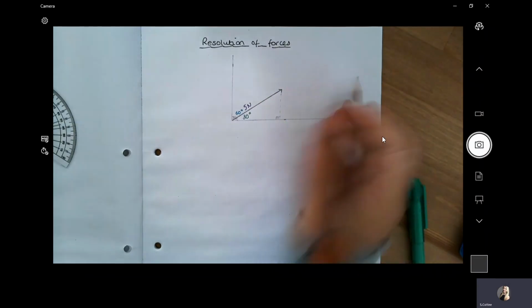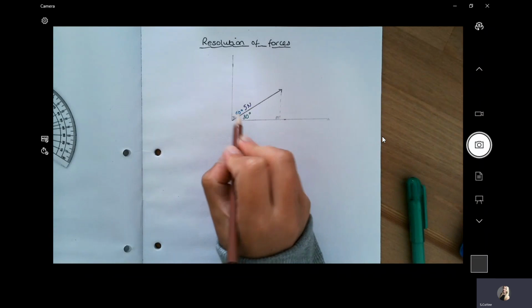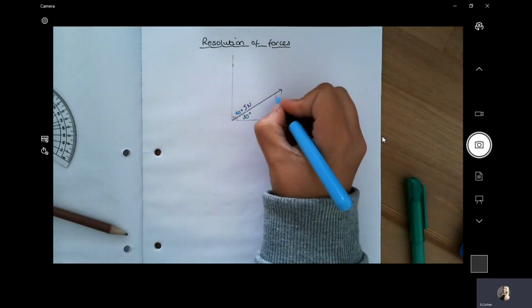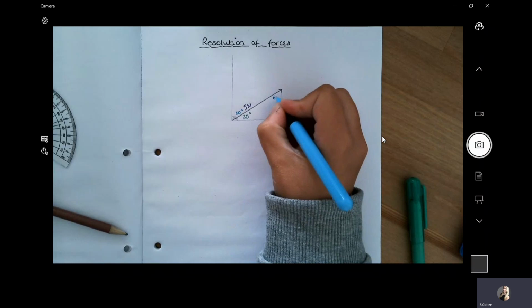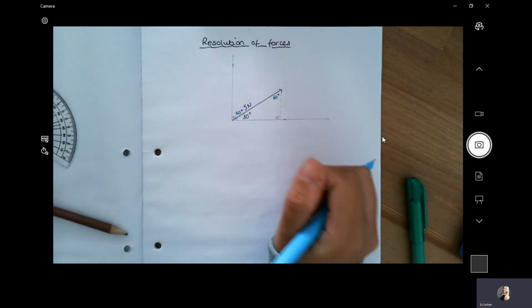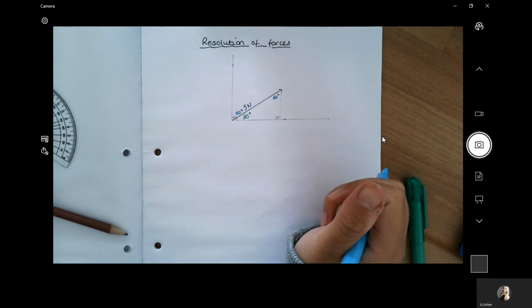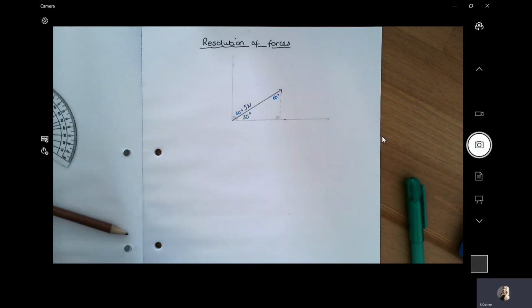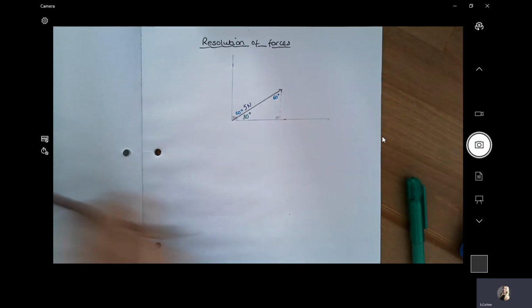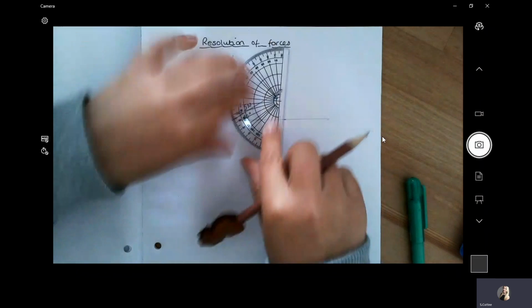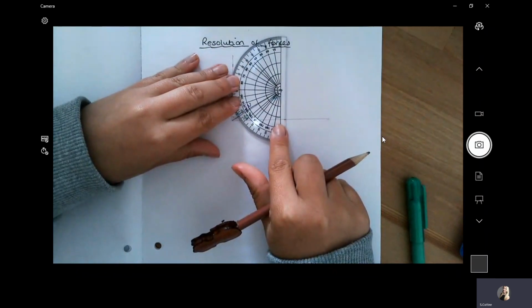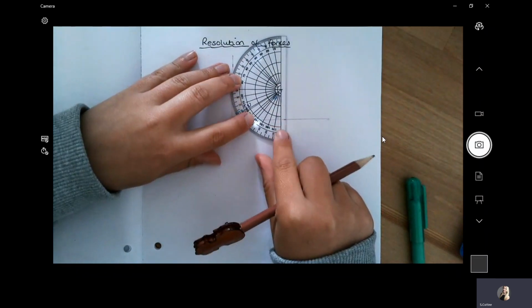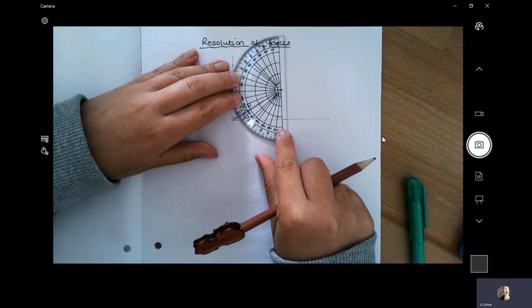If that's a right angle and this is 30 degrees, then this must be 60 degrees, because all three of them have to add up to 180. So we've got 90, 30, 60. Then we can use our protractor again, and we have to make sure that this angle is perfectly 60 degrees.